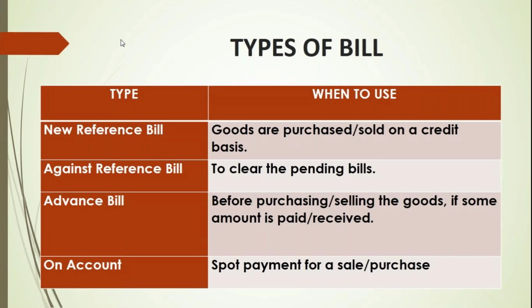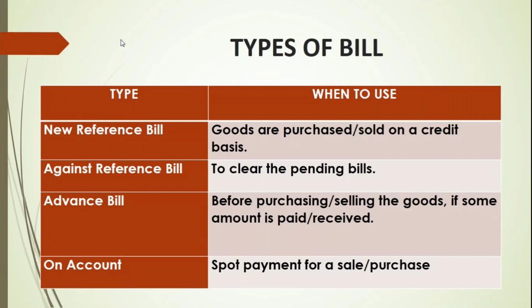Yes. So that 5 or 10 that you give as advance, when you have to record the same in Tally, right? When some amount is either paid to a supplier for the purchase or received from a customer on sales, that time we choose advance bill. That's what I've given here. Before purchasing or selling the goods, if some amount is paid or received, it is advance bill.